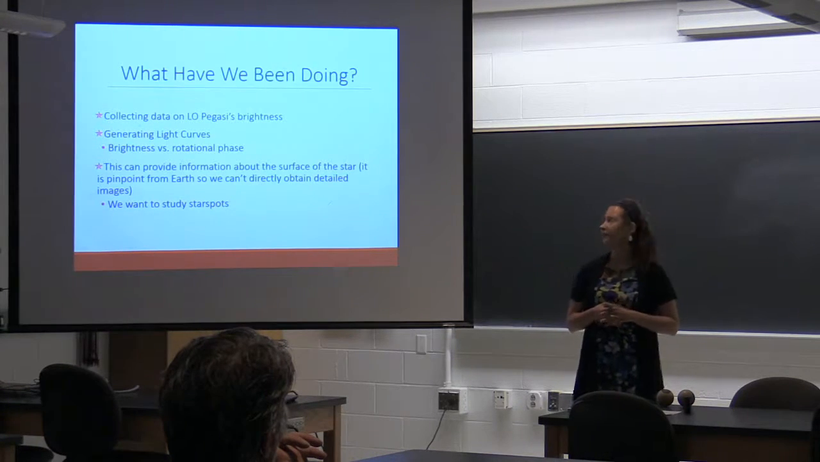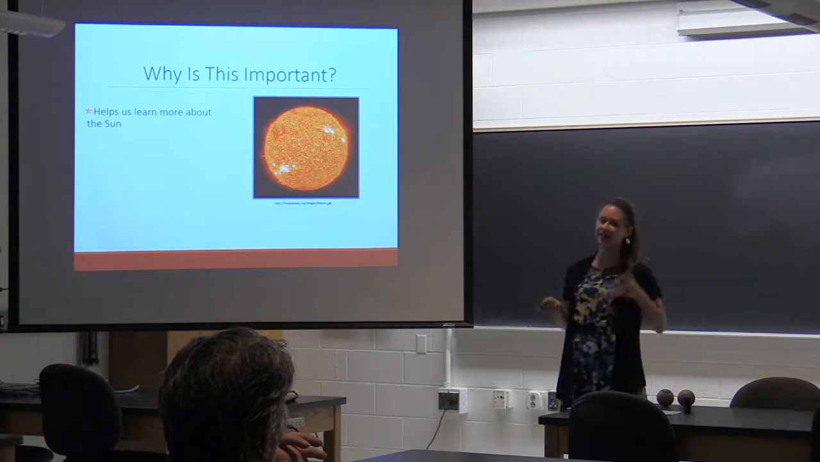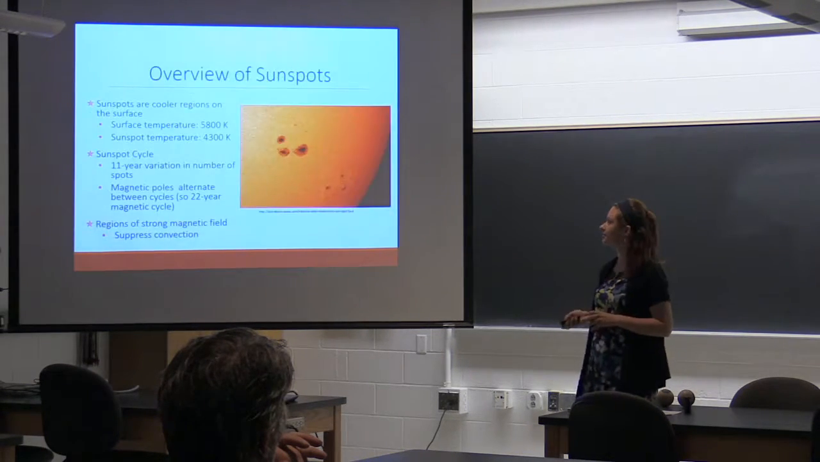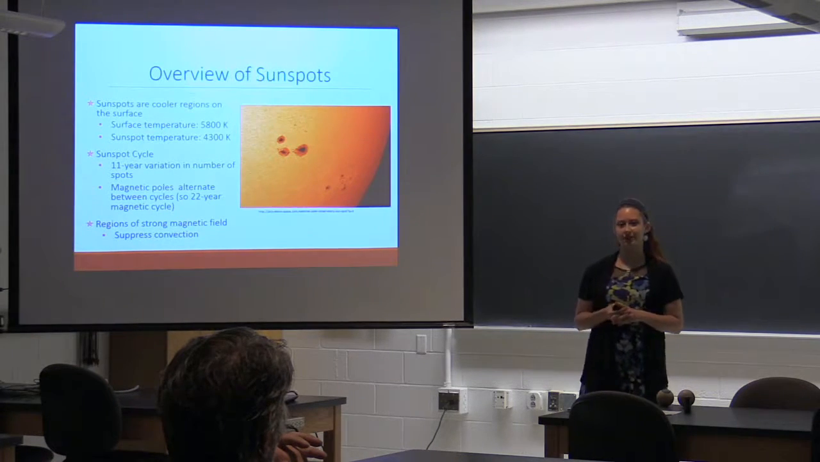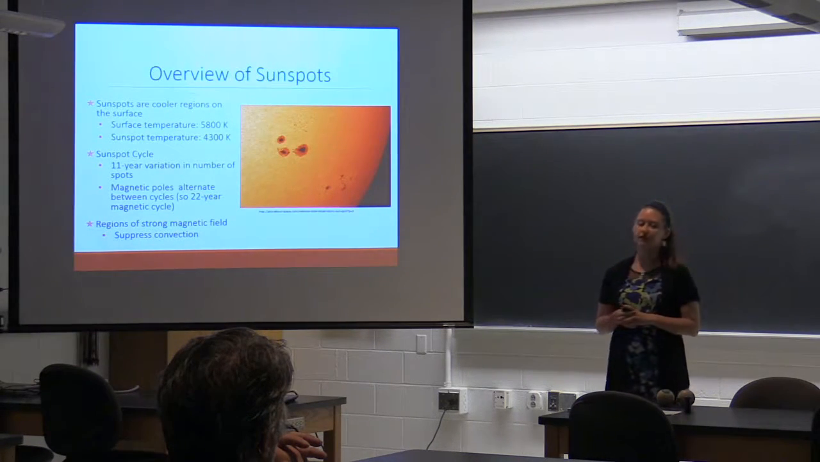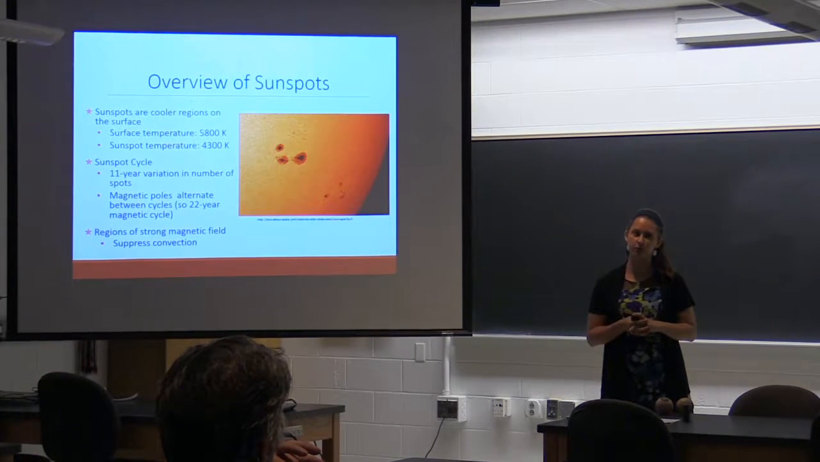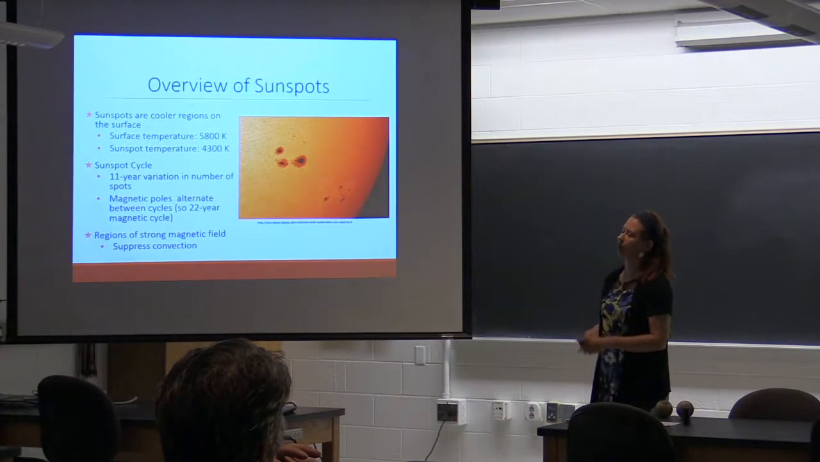More specifically, these light curves can help us study the star spots on Pegasi. So this is important because we can learn more about the sun and the sun's sunspots. So sunspots are cooler regions on the surface of the sun. The sun's surface has an average temperature of about 5,800 Kelvin, and star spots have an average temperature of about 4,300 Kelvin, which is why they appear so much darker.